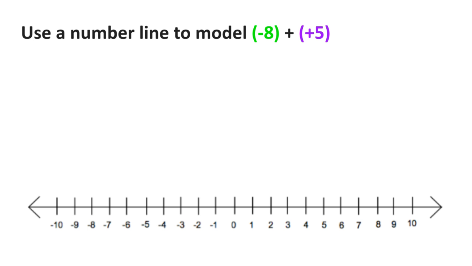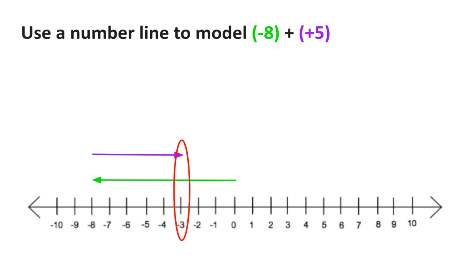And one more. How about negative 8 to start? There it is, 8 units long in a negative direction. I'm adding on or combining that with positive 5. So where my first arrow left off, I'm going to start with 5 units long in a positive direction.